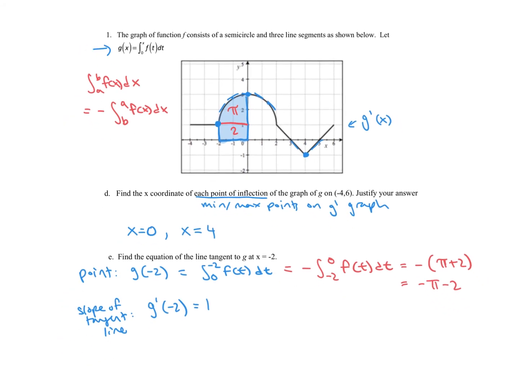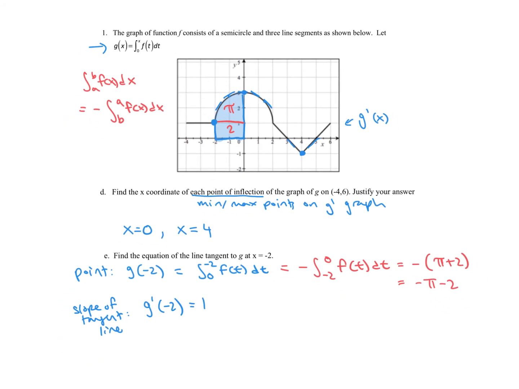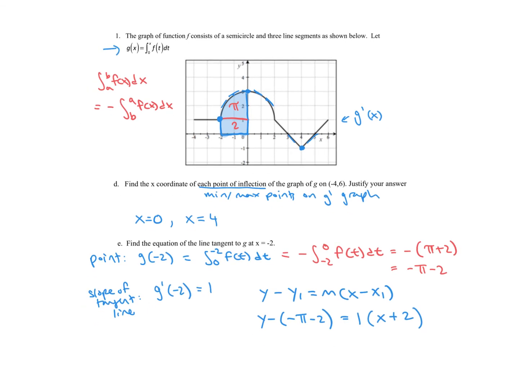So now to write the equation of the tangent line using point-slope form, y minus y1, which is when I plugged -2 into g, so that's negative pi minus 2. m is 1, the slope of the tangent line, and then x minus -2 is going to be plus 2. And that would be the equation of the tangent line. I could simplify it, but I don't need to.